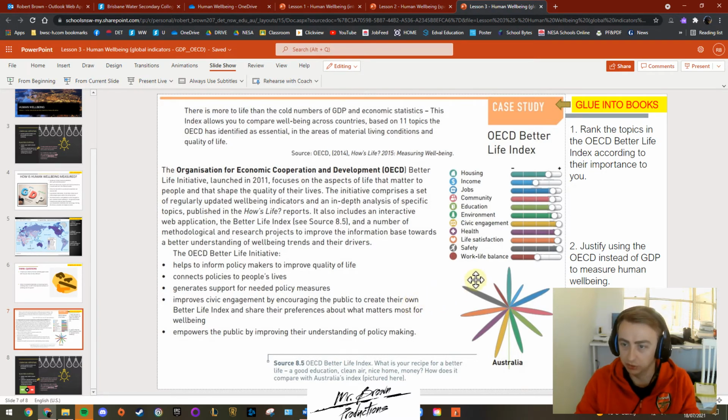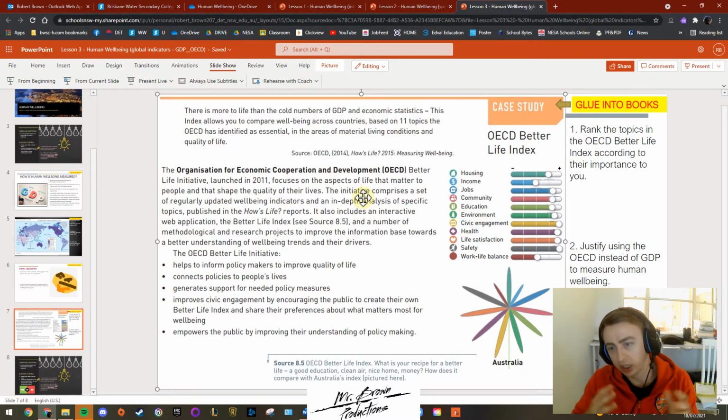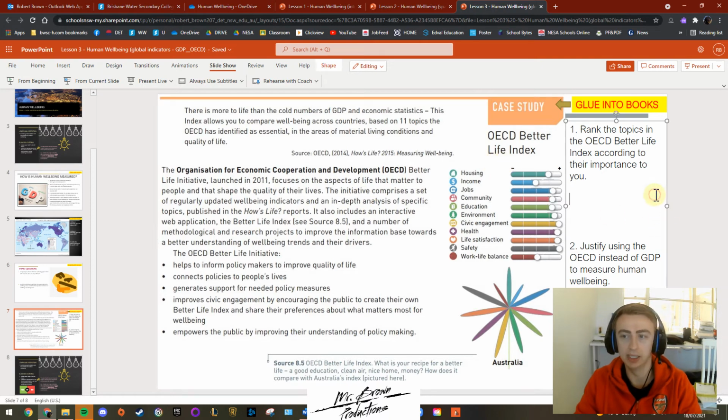For question 1, if you can glue this into your book, that would be fantastic. But if you can't because you don't have access to a printer, that's okay. You can still look at it here and answer the questions. Question 1 is: rank the topics in the OECD according to their importance to you. See all of these 11 things: housing, income, jobs, community, education, etc. I want you to write a list 1 to 11 on what is the most important for your human well-being.